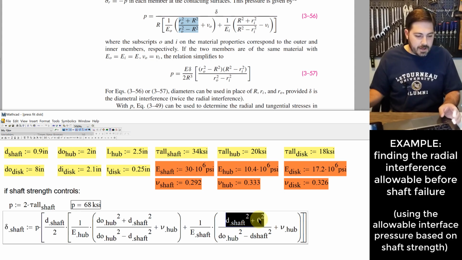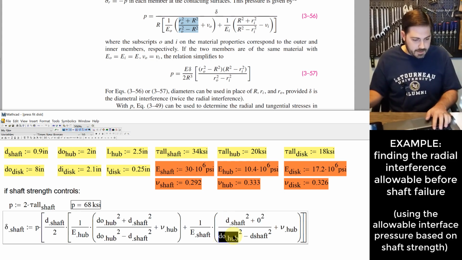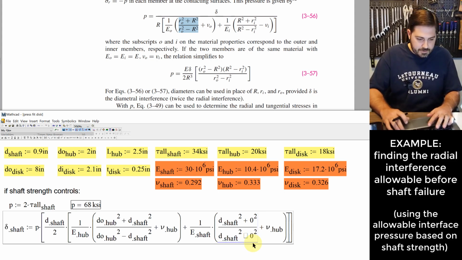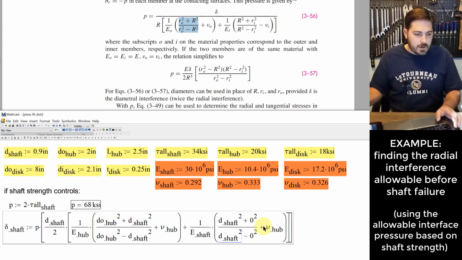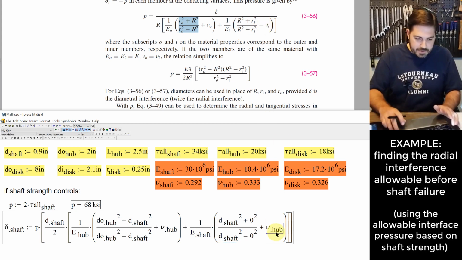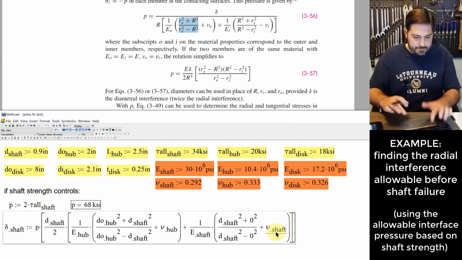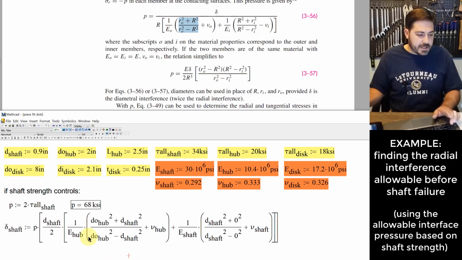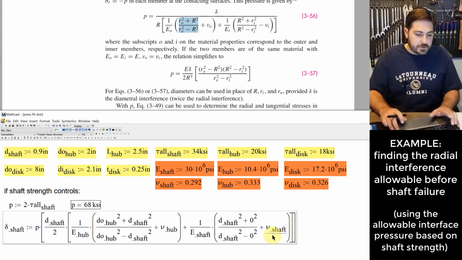Okay, now let me grab all that. And the only thing that changes in the denominator is that this is no longer a plus right here. This is a minus. All right. And then the only last thing I need to change here is that we need the Poisson's ratio for the inner member. And so I changed this subscript down here to shaft. Okay. And this should take care of everything that I needed to find that diametral, excuse me, not diametral, the radial interference between the two parts.